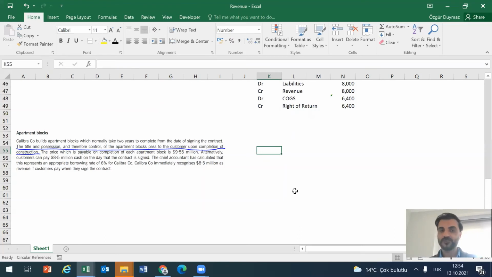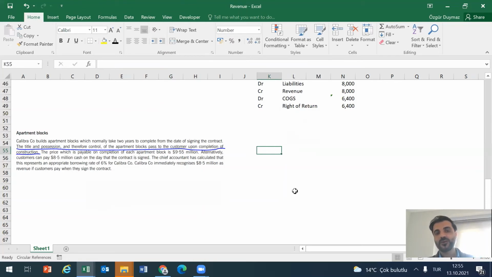It means after 2 years, the customer would have a right to control this apartment block. After 2 years, the price, be careful: once control is taken over by another party after 2 years, the amount would be paid, which is 955 million. Alternatively, the customer can pay 6.5 million cash on the day the contract is signed.